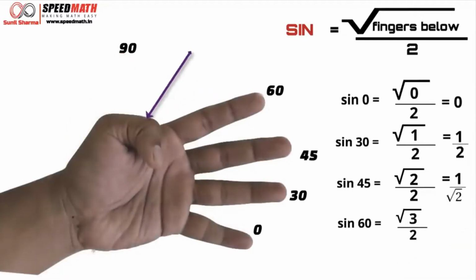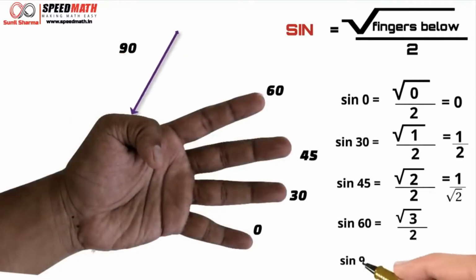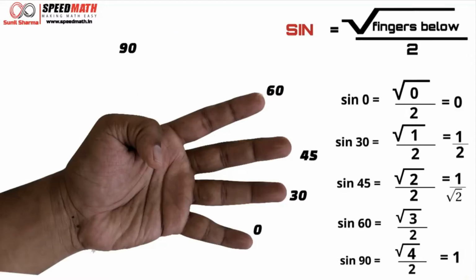Let's find sine 90. Below thumb you will see there are 4 fingers, so as per our formula square root of 4 upon 2 will give you 2 upon 2, which happens to be 1. So sine 90 is 1. So sine 0 is 0, sine 30 is half, sine 45 is 1 upon root 2, sine 60 is root 3 upon 2 and sine 90 is 1.